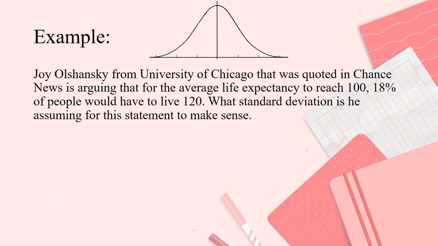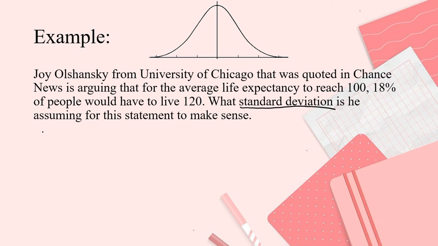Next example, we have here Joy Olshansky from University of Chicago that was quoted in Chance News is arguing that for the average life expectancy to reach 100, 18% of people would have to live 120. What standard deviation is he assuming for this statement to make sense? Ano naman ang nawawala dito? Kanina si mean ang nawawala. Ngayon naman, ang nawawala ay si standard deviation.